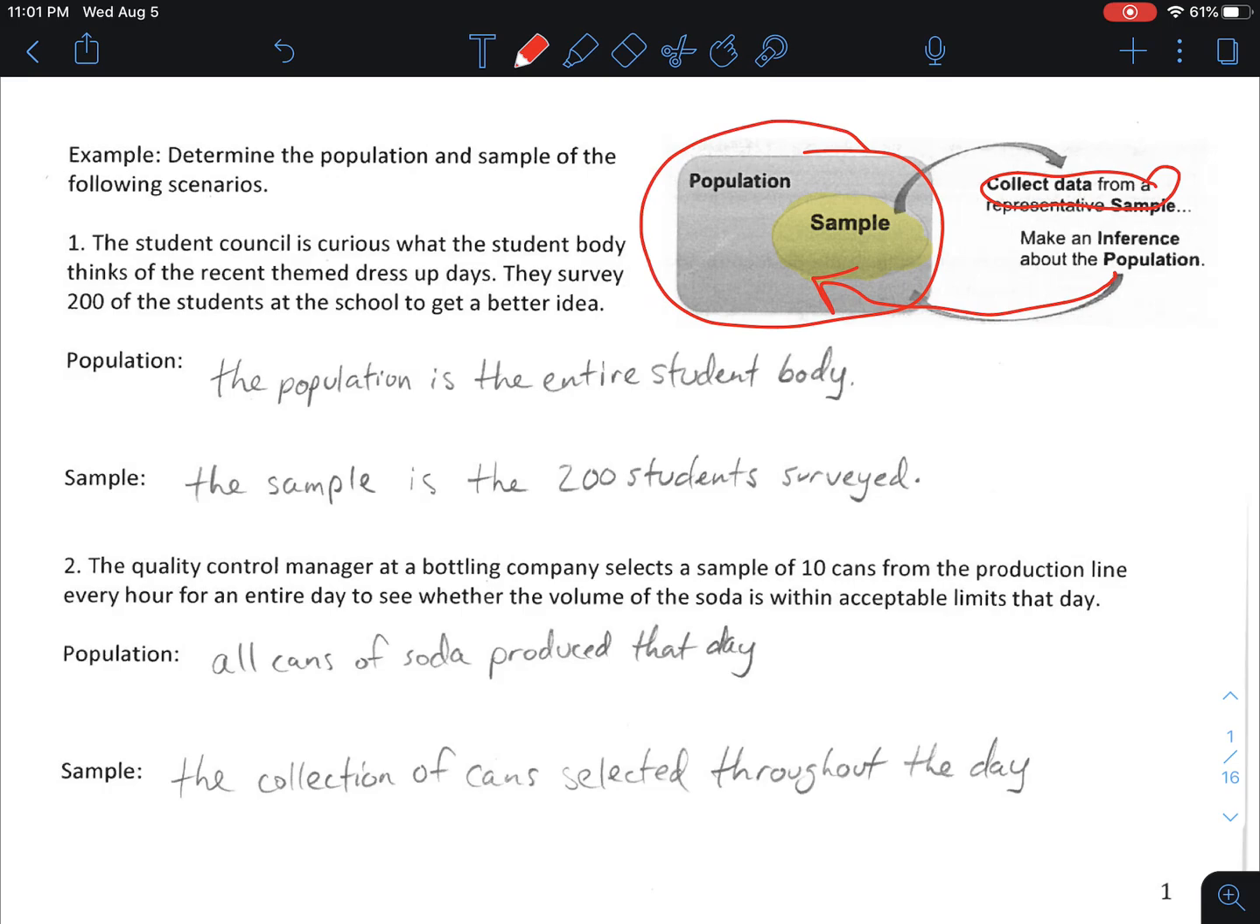Okay. You want to know something about the entire student body, but you didn't ask everybody in the entire student body. You didn't ask all 2,000 or 3,000 kids. You just did a survey of 200 kids, and that's the sample. The sample is the 200 kids surveyed.